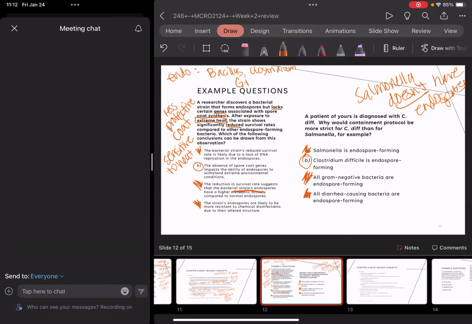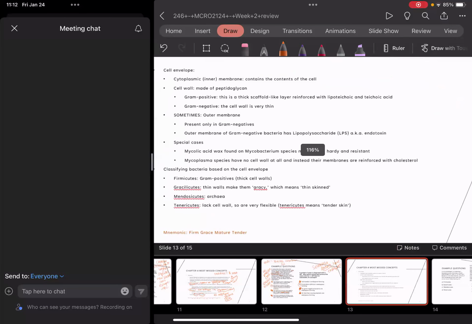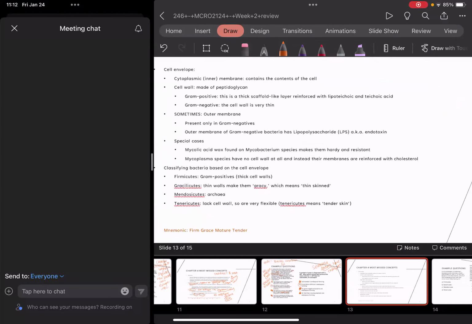All right, next we have our cell envelope classifications. These were these four groups that I kind of went through earlier, how I remember them.